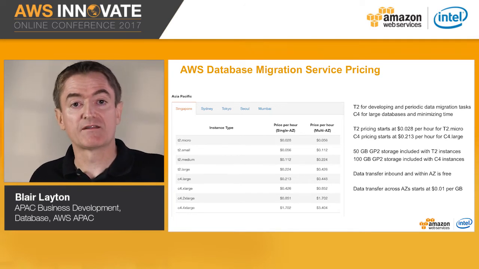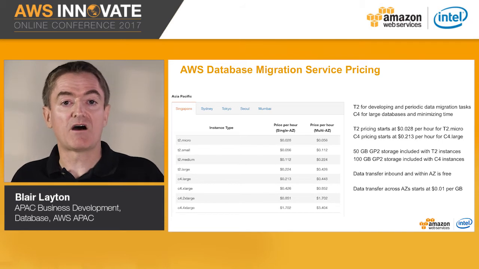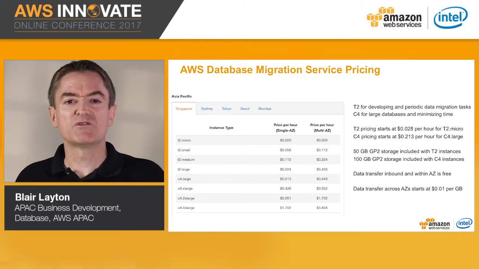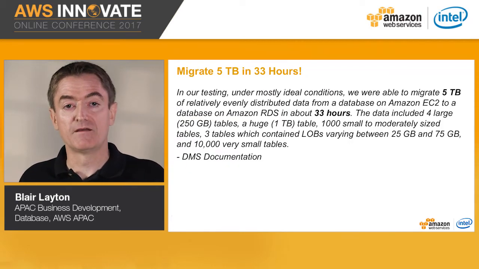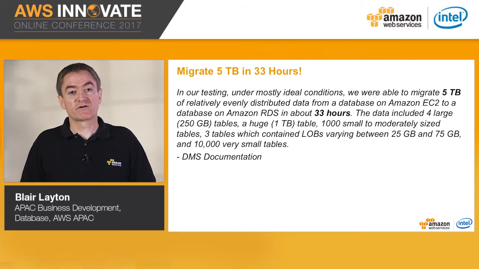C4 instances are designed to deliver the highest level of processor performance and achieve significantly higher packet per second performance. They have lower network jitter and lower latency too. You could also use the C4 instances if you are migrating large databases and are looking to minimize the migration time. And speaking of migration time, this example is from the DMS documentation.